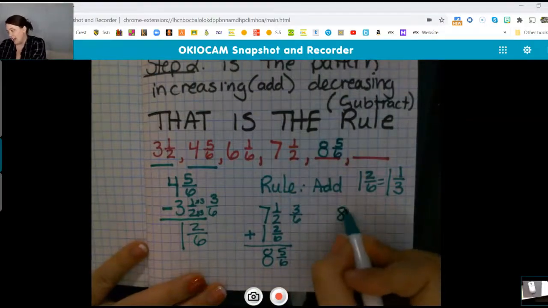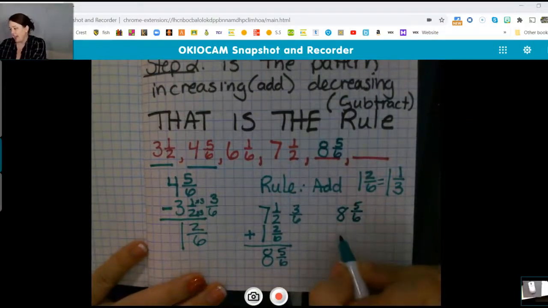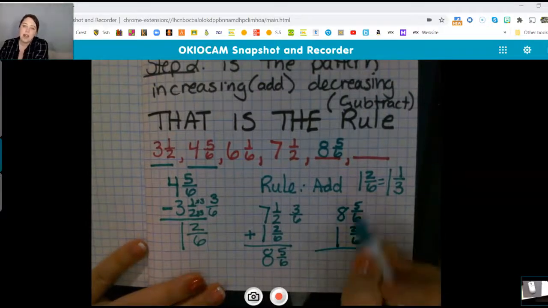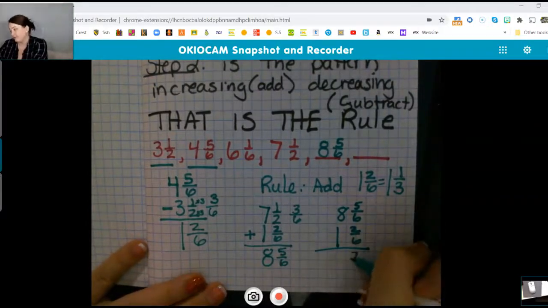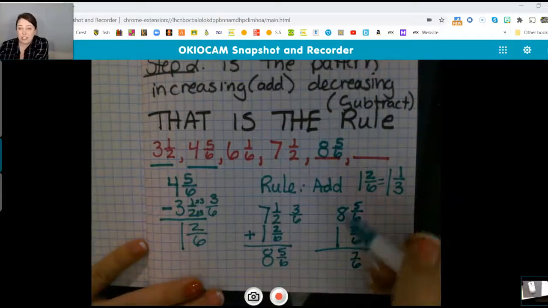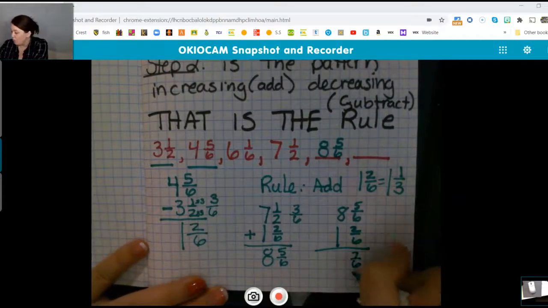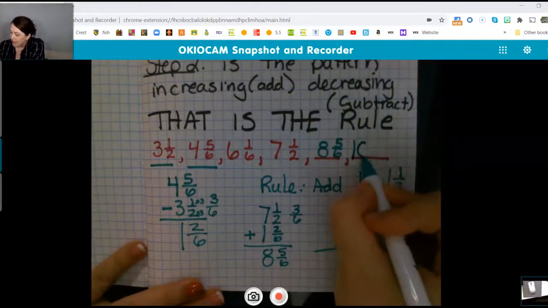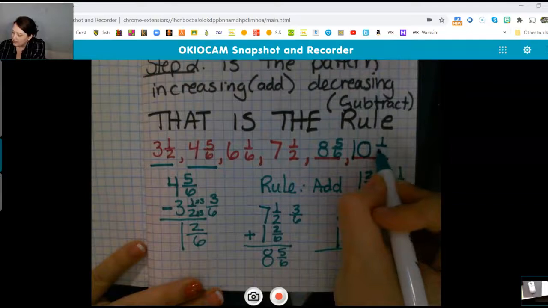So now I take 8 and 5 sixths and I add 1 and 2 sixths. 5, 6, 7, because my denominators already match. 7 sixths is 1 and 1 sixth. Now I add my whole numbers, 8, 9, 10. So I get 10 and 1 sixth.